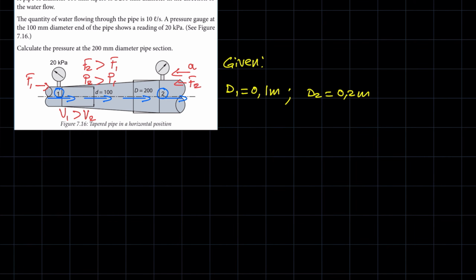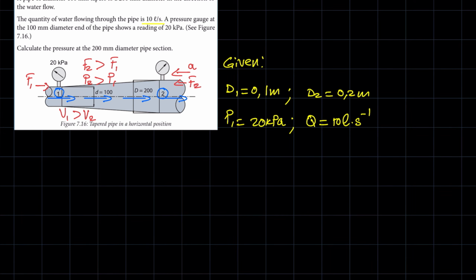We are also given P1. P1 is equal to 20 kilopascals. We are also given Q. They say the quantity of water flowing through the pipe is 10 liters per second, so we also have Q. The flow of water within the pipe is 10 liters per second.